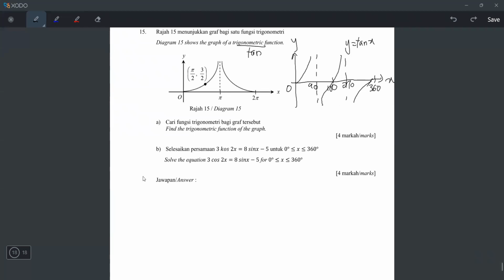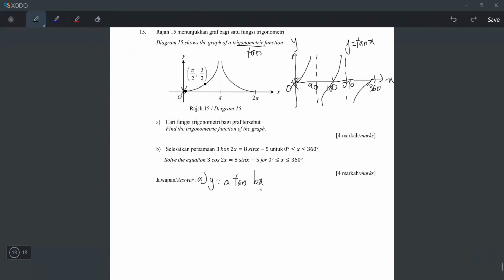Okay, now they say find the trigonometric function of the graph. You already know it's a tangent graph, so it should look something like this. Y equals to a tangent bx plus c. But I will erase the plus c because if you look at the starting is 0, I don't think they got shift up or down. The plus c is when you move up, then you have to plus something. If the c is positive, it moves up. If the c is negative, means the whole graph has to move down. But this graph, there's no moving up or down. That's why the c is 0.